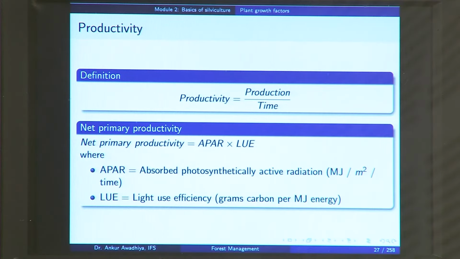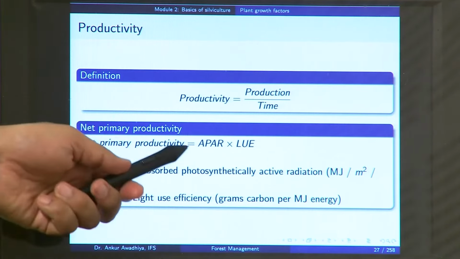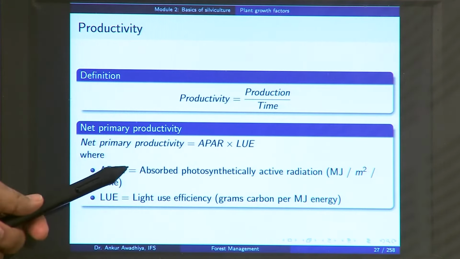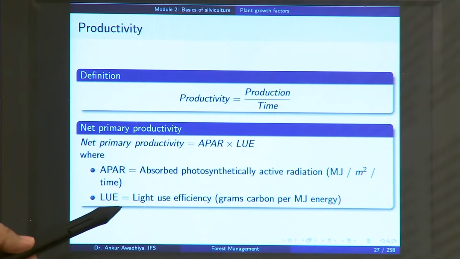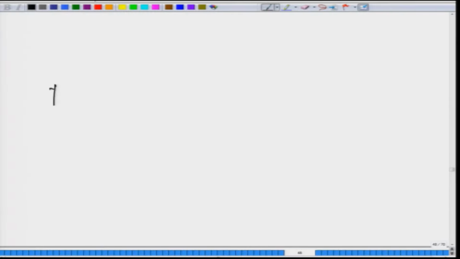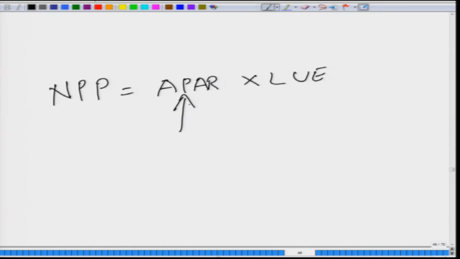Now, apart from efficiency, we also define productivity. Productivity is defined as production per unit time. So, if you express gross primary production per unit time, you will get the productivity, or the gross primary productivity. Net primary productivity can also be represented as APAR into light use efficiency. Now, APAR is the absorbed photosynthetically active radiation and LUE is the light use efficiency. So, what this equation is telling you is that net primary productivity is APAR into LUE.